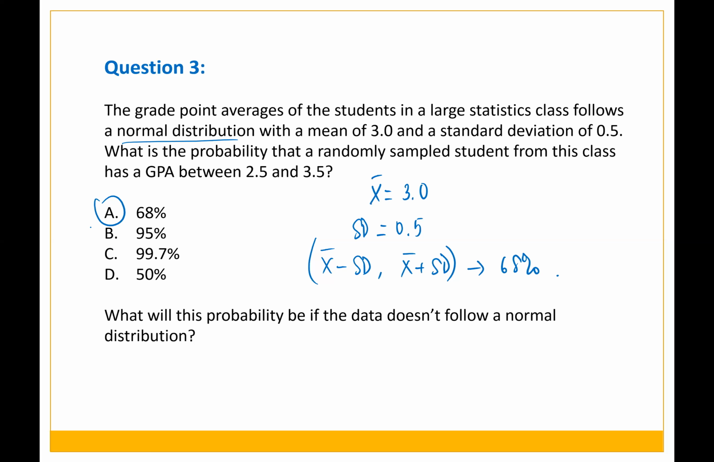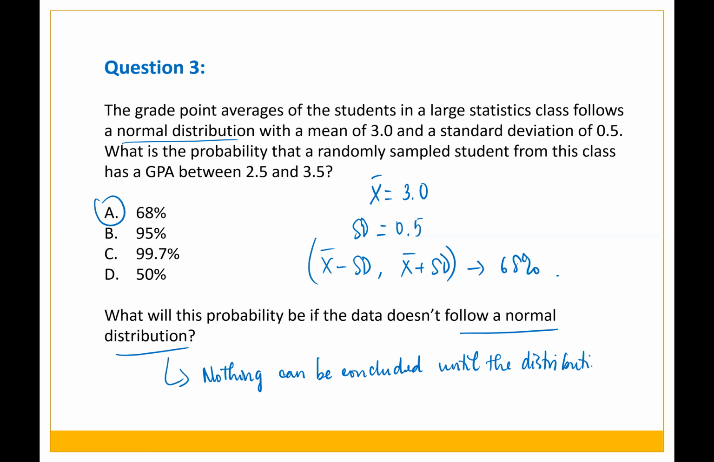There's an extra question asking, what will this probability be if the data doesn't follow a normal distribution? Some of you might not think they can ask this kind of question, but the answer is that nothing can be concluded until the distribution is specified, or until more information is given. So yeah, that's question 3.